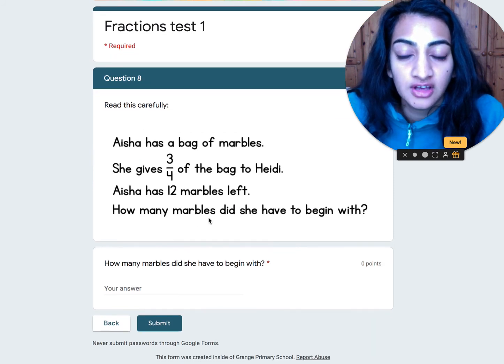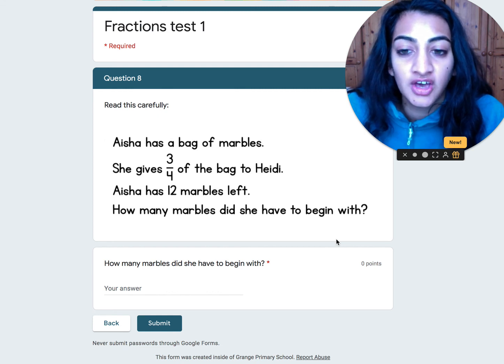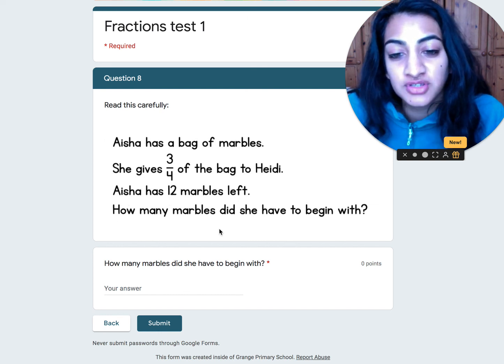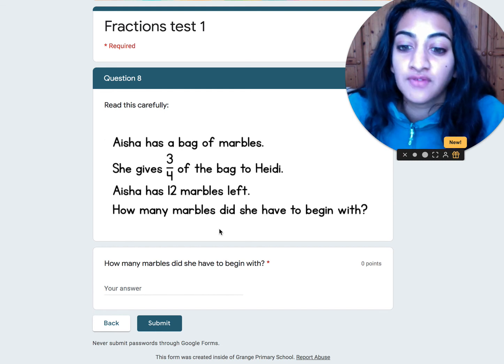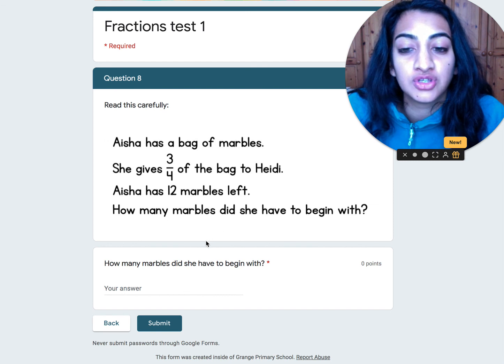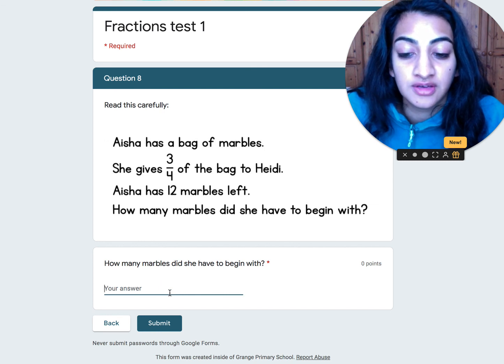Then the last question is another worded question. Aisha has a bag of marbles. She gives this much of the bag to Heidi. Aisha has 12 marbles left. How many marbles did she have to begin with? Now this is a very tricky question and you need to try and think about how you're going to work this out. You might need to do a few steps of working before you get at your final answer. You don't need to give any explanations here, you just need to give your answer.